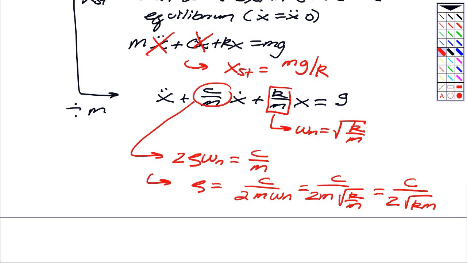So the task here was to derive the equation of motion for this. We start out with the free body diagram, where the block is acted upon by the spring, the dash pot, and weight. Newton's second law gives us our equation of motion. The static deformation in this case is just the weight divided by the stiffness of the spring. Our undamped natural frequency in this case is the square root of the stiffness of the spring divided by the mass, and the damping ratio is C divided by 2 square root of K times M.